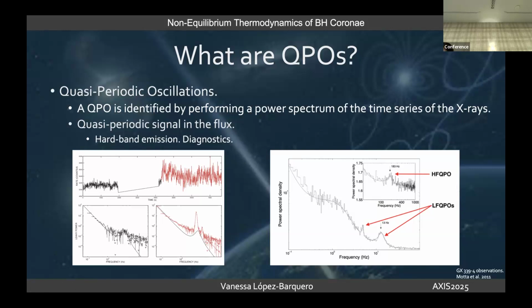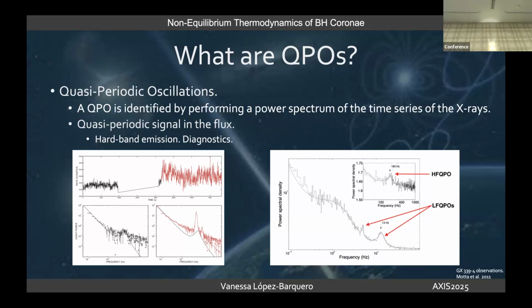One of the important things, and why it's nice for us to use them, is that these are detected in the hard band emission. So we know that their origin, or at least their expression, has to be related to the corona. Therefore, we can use them as diagnostics to get some information on the fundamental physics that is happening near the black hole. Okay, so this is the observational motivation.